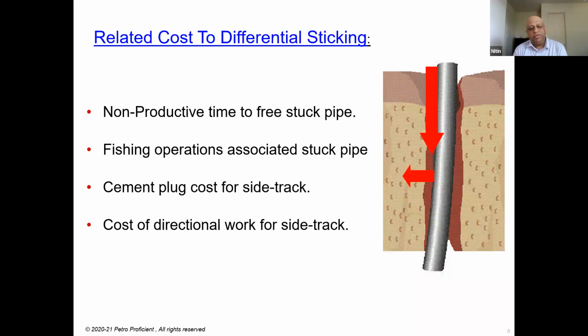Now, if you are not able to free the pipe, then you need to go for a fishing operation, that is, try to fish the pipe out of the well. And if that is also not possible, you need to set a cement plug above your fish and then sidetrack the well. So in low pressure formations, this is where you are using excessive overbalance. This differential sticking can happen in a particular area, and the cost associated with this particular non-productive activity is significantly high.